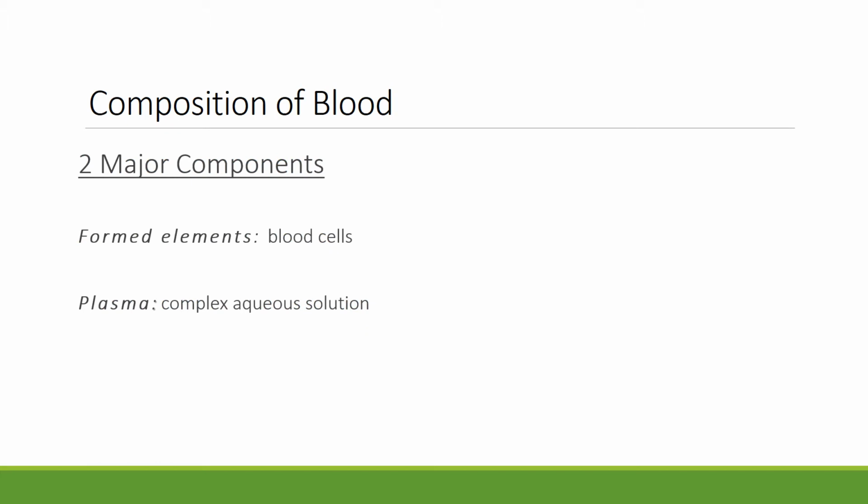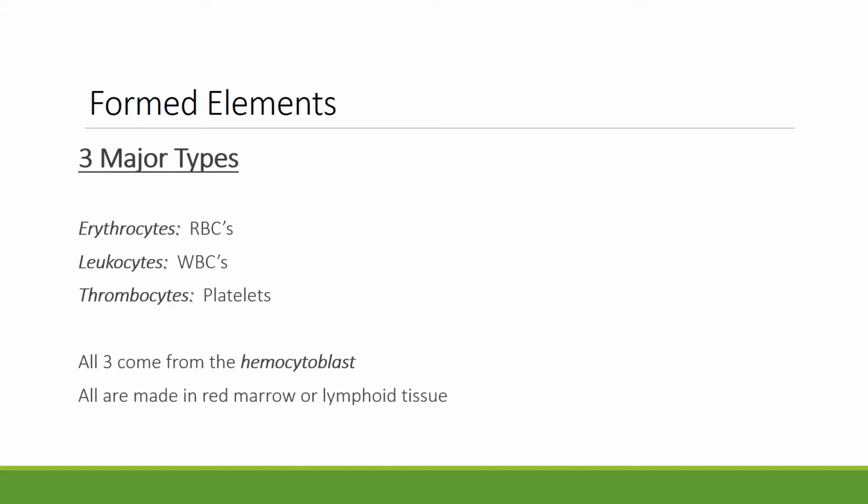We're going to take some time to look at the composition of blood. Blood has two major components. There are formed elements, which are the actual blood cells, and there's plasma, which is a very complex aqueous solution. Let's look first at the formed elements. Formed elements are cells, cell remnants, and cell fragments in the blood.